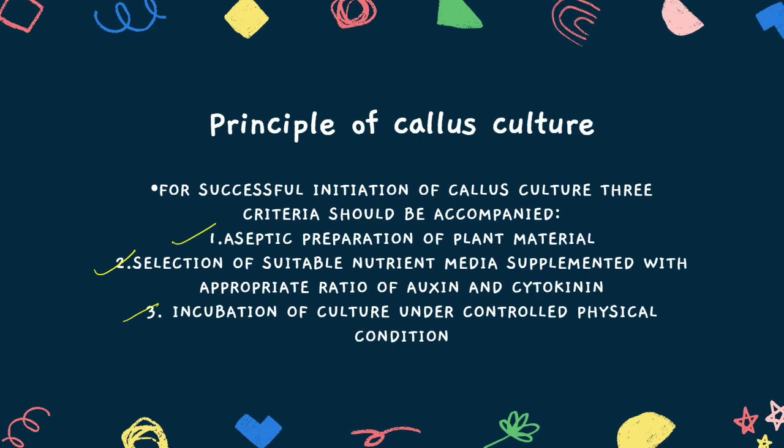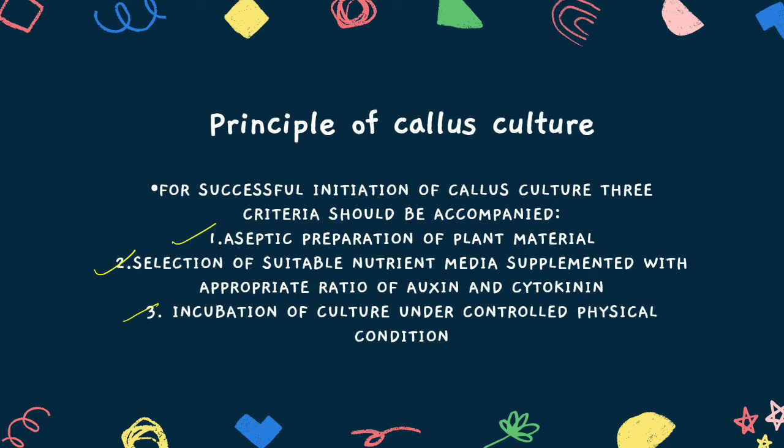Similarly, if you want to induce callus in your desired plant material, you will have to work with certain parameters. You will have to use the auxin and cytokinin at varying concentrations. You cannot depend directly on a single concentration for the induction of callus. So remember this point.